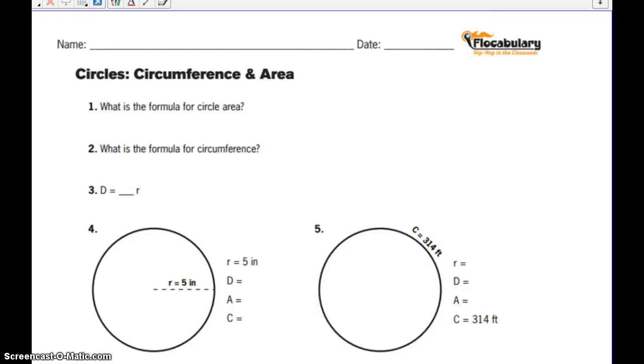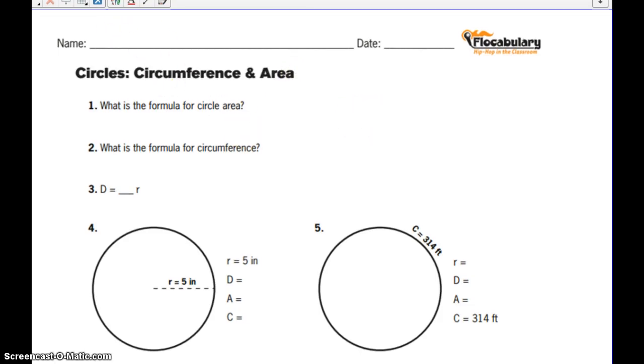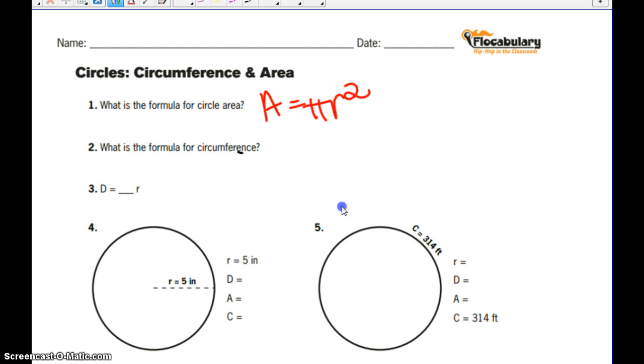Once you have that done, so again, pause it if you need to, find the sheet that I gave you that has the lyrics on the back, and then you're going to start right here. So it says circle, circumference, and area. And I want to know what is the formula for area. And so you're going to think, roll with it. No, I'm not scared. So we're going to go, the area is pi r squared.